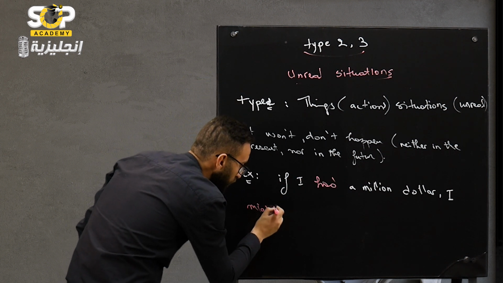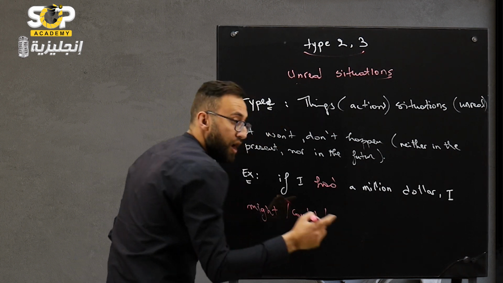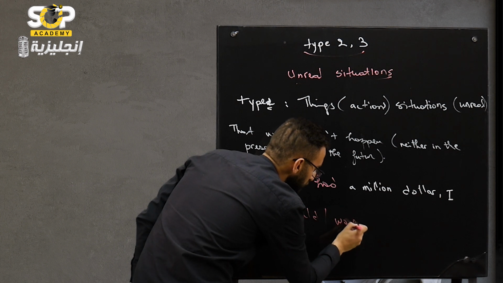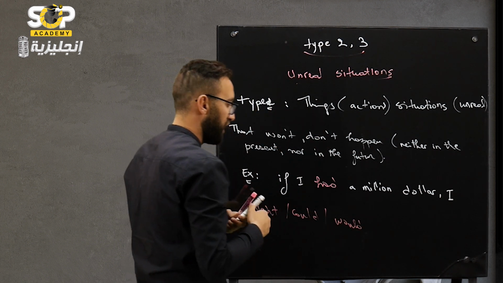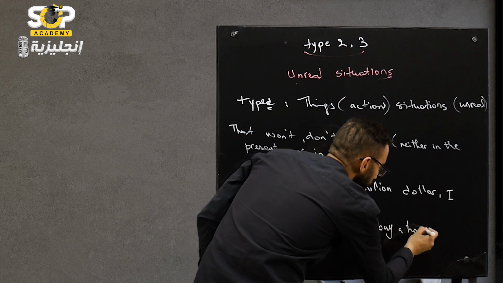I might, I could, I would buy a house. I would buy what? Buy a house.